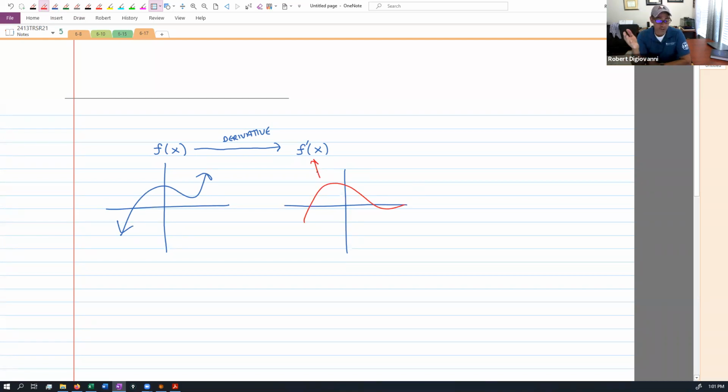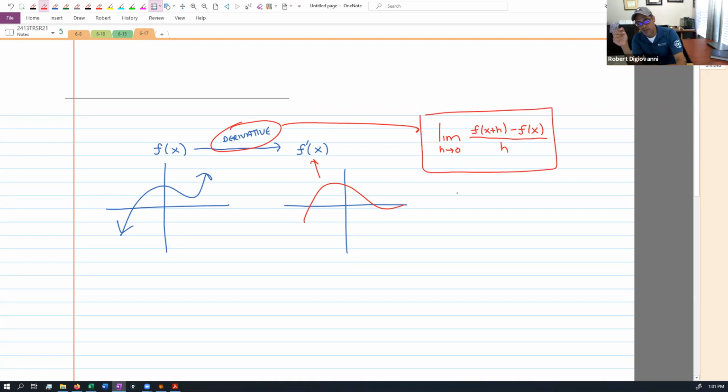And the way we take the derivative, what we have to do is calculate the limit as h goes to 0 of f of x plus h minus f of x over h. And calculating that limit is a pain in the butt, right? I mean, it can be complicated. The algebra can be difficult.